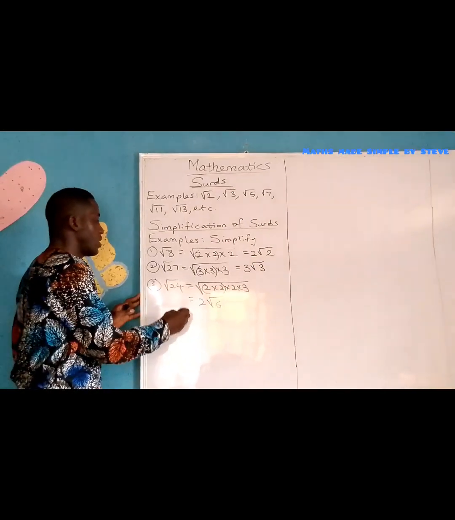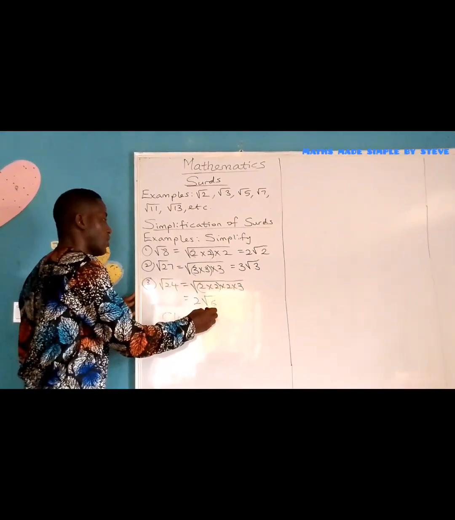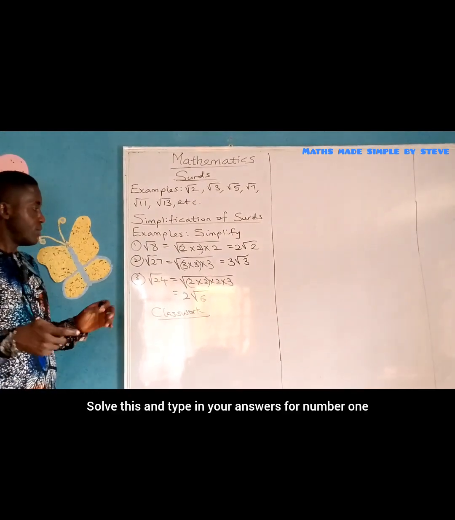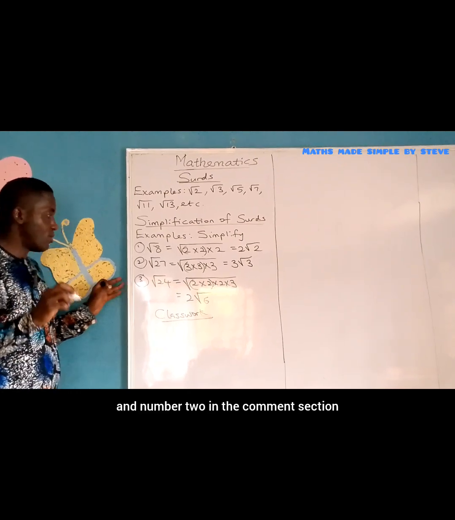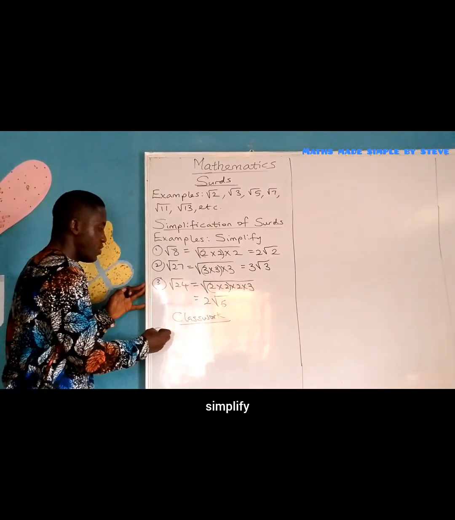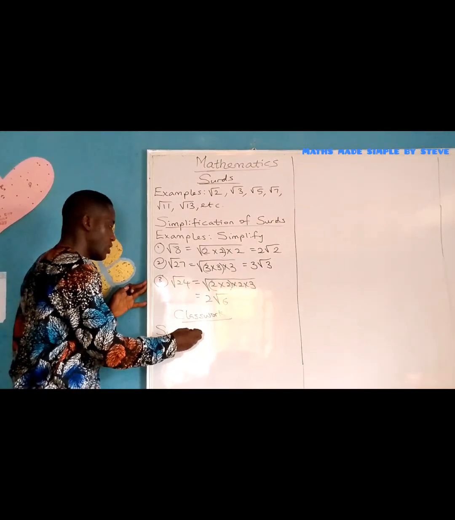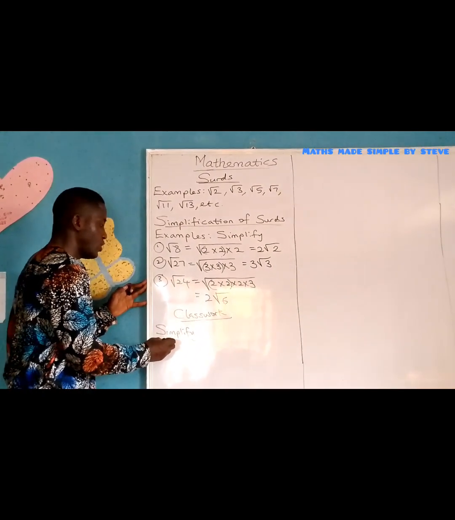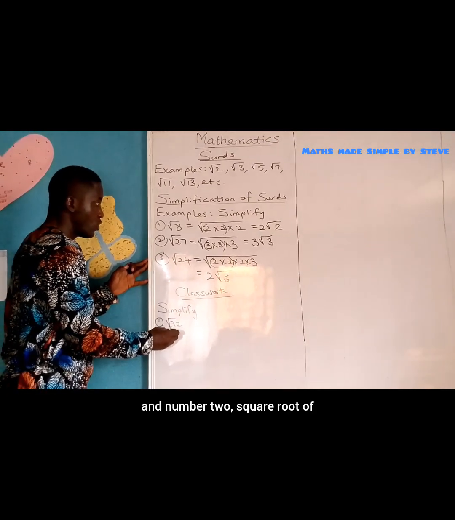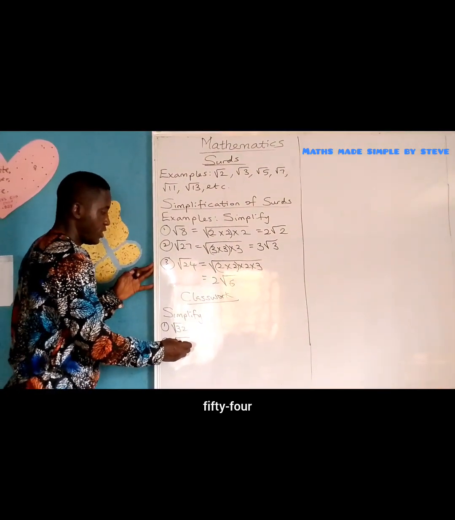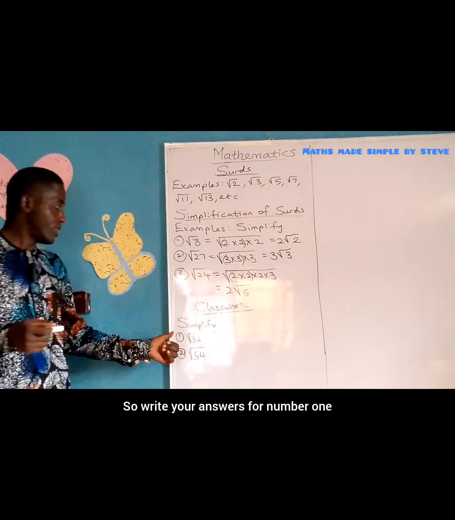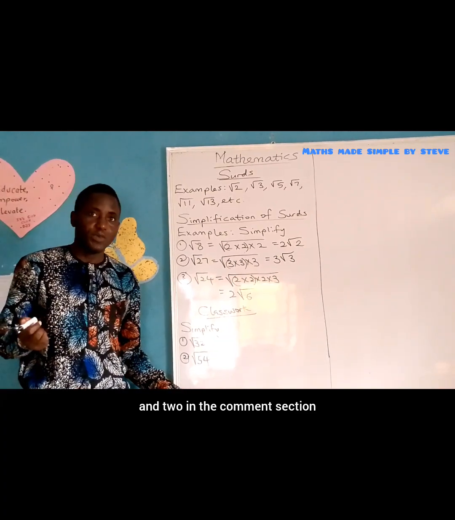So, classwork. Solve this and type in your answers for number 1 and number 2 in the comment section. Simplify. Number 1, square root of 32, and number 2, square root of 54. Write your answers for number 1 and 2 in the comment section.